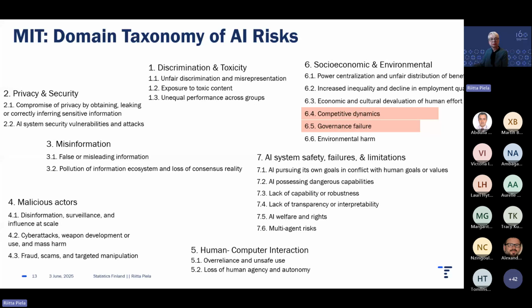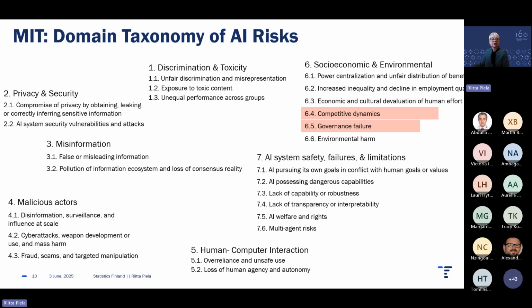I have picked up a couple of specific subclasses from this MIT classification. For example, governance failure tells that there are very weak rules and oversight that can't keep up with AI progress, and that leads to poor risk management. And then competitive dynamics means that rapid AI development is driven by competition, and that is increasing the risks of unsafe and faulty systems.